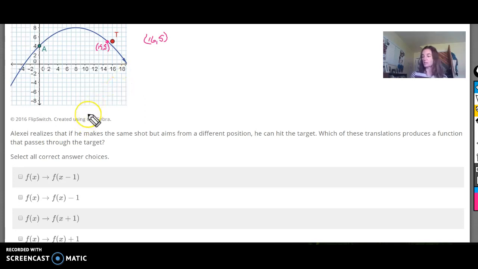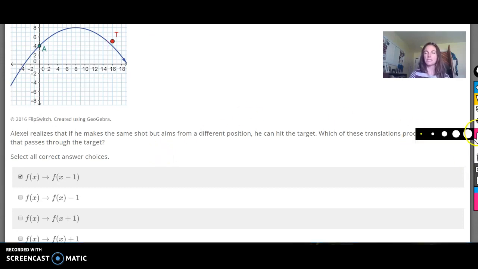So if we have f of x and we're translating it to f of x minus 1, the minus 1 will move us to the right. If we plus 1, it takes the whole graph to the left. So it's kind of opposite of your intuition there. That is one way that we can do it.